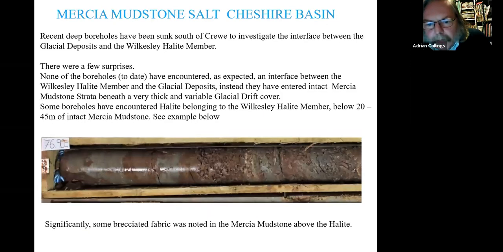Recent deep boreholes have been sunk south of Crewe to investigate the interface between the glacial deposits and the Wilkesley halite member. There were a few surprises. None of the boreholes to date have encountered, as expected, an interface between the Wilkesley halite member and the glacial deposits. Instead, they have entered intact Mercia Mudstone strata beneath a very thick and variable glacial drift cover.